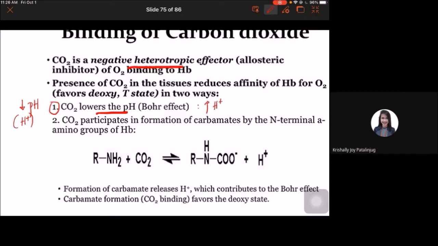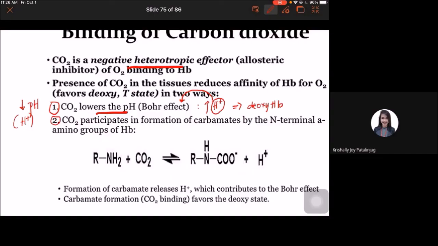Acidic ngayon yung environment. Kapag mababa yung pH, mataas yung H+. Therefore, it is also somehow related lang din sa Bohr effect. Kasi pag may presence of hydrogen, proton, yung nangyayari, it lead to deoxyhemoglobin din. Deoxyhemoglobin. Kaya nakalagay dyan, Bohr effect.